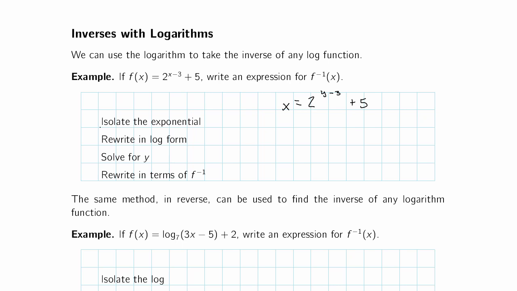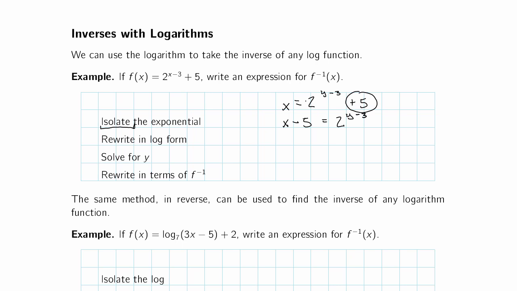And then we want to isolate the exponential, so isolate the basic function here. So we have 2 to the y minus 3 plus 5. We need to get rid of that plus 5, and to do that we'll subtract 5 from both sides. So x minus 5 is 2 to the y minus 3.